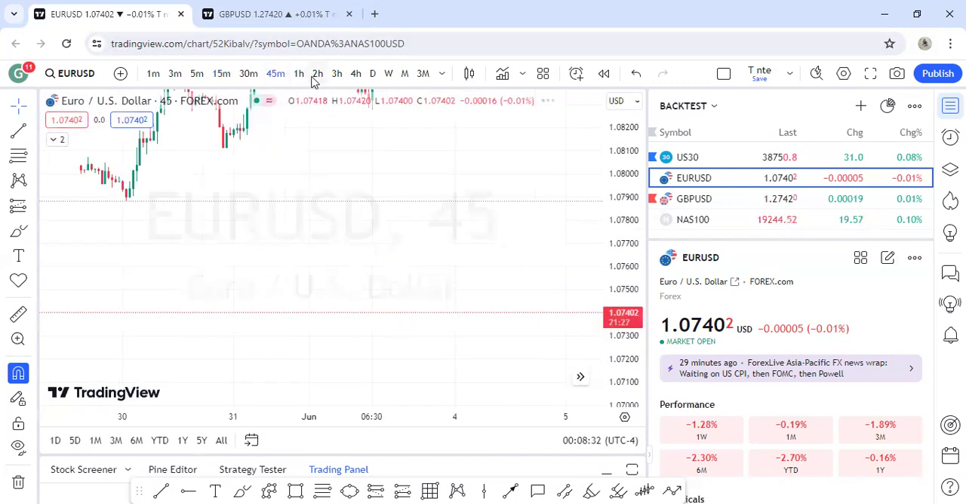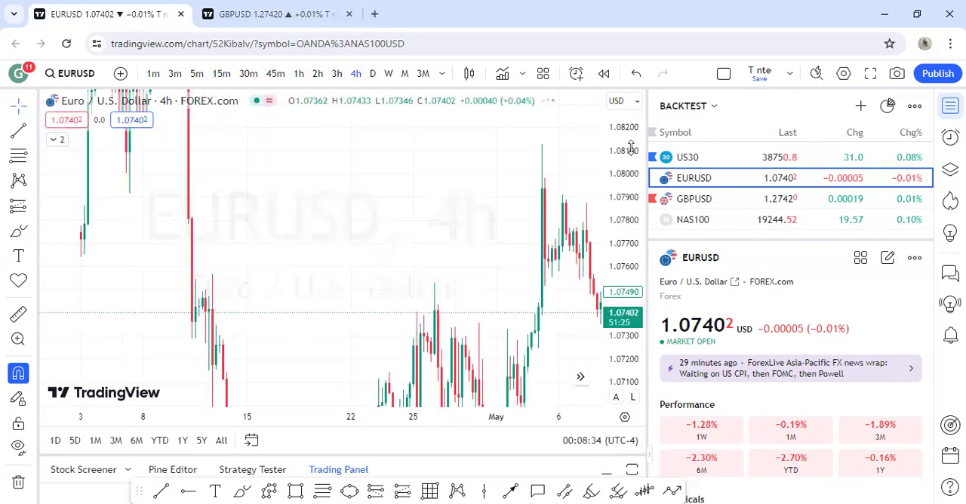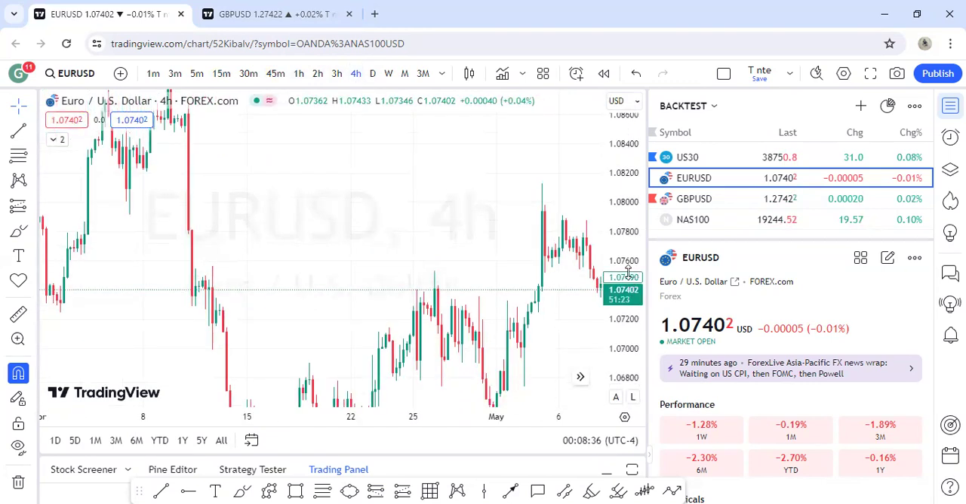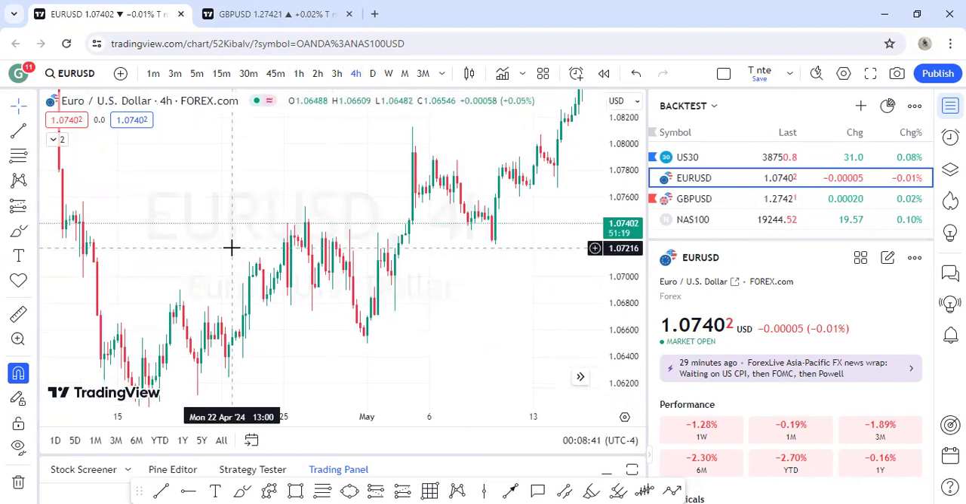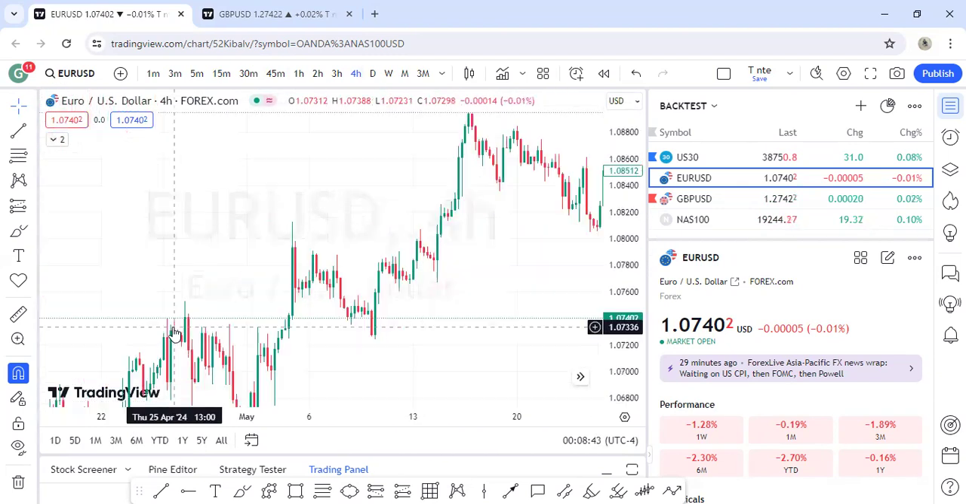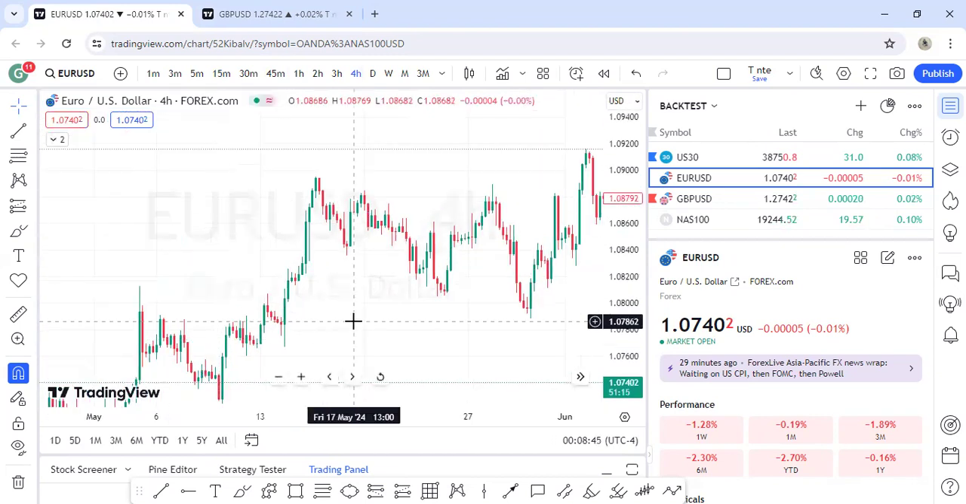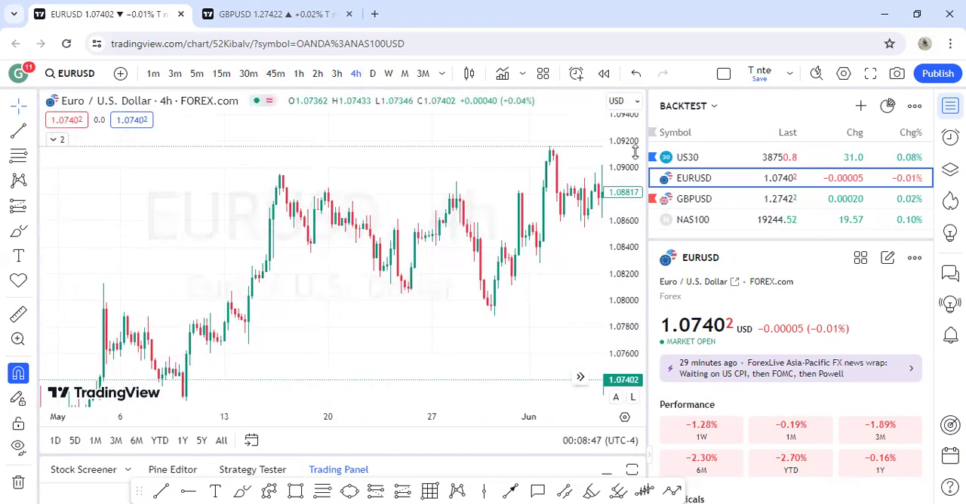So you have to understand. I want to also show you a very good example on the higher time frame. Let's use the higher time frame to talk about this in more detail. So now watch this.